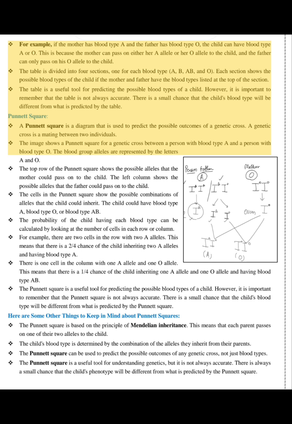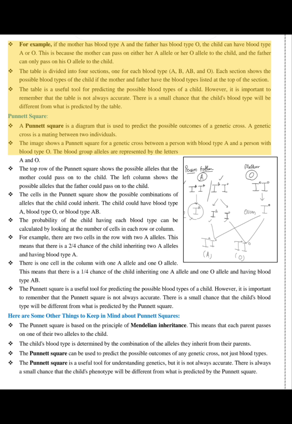The table is a useful tool for predicting the possible blood types of a child. However, it is important to remember that the table is not always accurate. There is a small chance that the child's blood type will be different from what is predicted by the table.